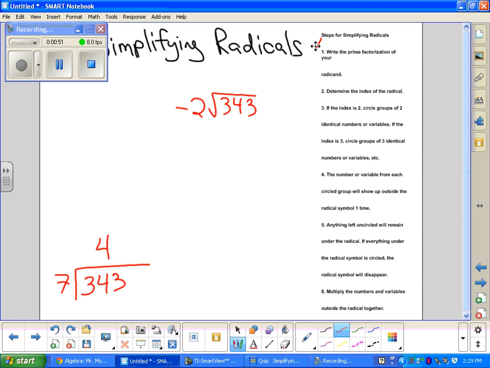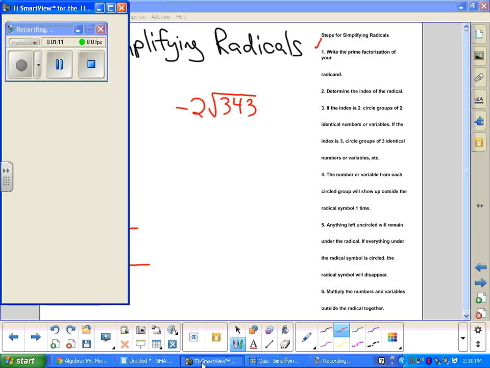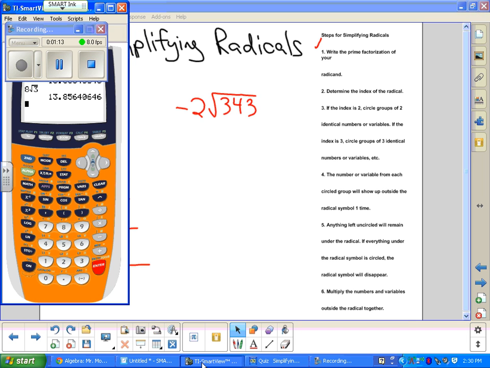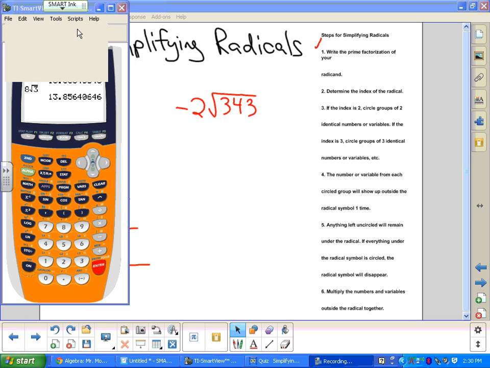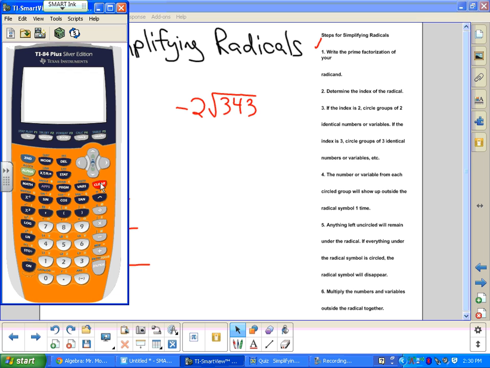So 7 goes into 343 9 times. That is not a prime number, so you have to break it down again. 2 doesn't go into 49, 3 doesn't go into 49, 5 doesn't go into 49, but 7 does. 7 goes into 49 7 times, and 7 goes into 7 one time. So if you ever wanted to check, if you were unsure, you can hit 7 times 7 times 7 to verify, and you do get 343.